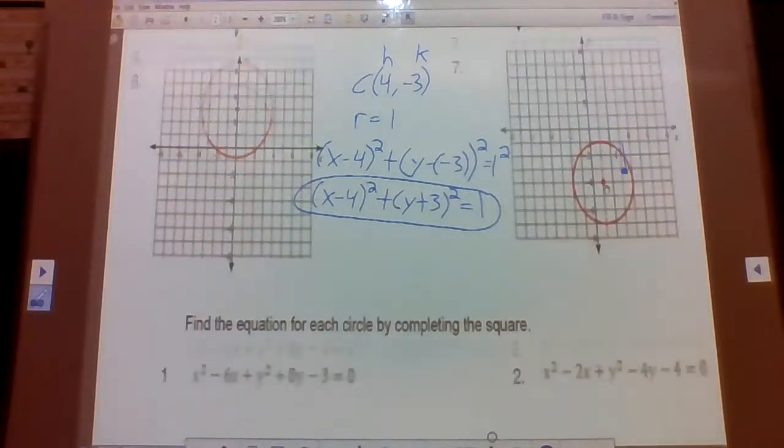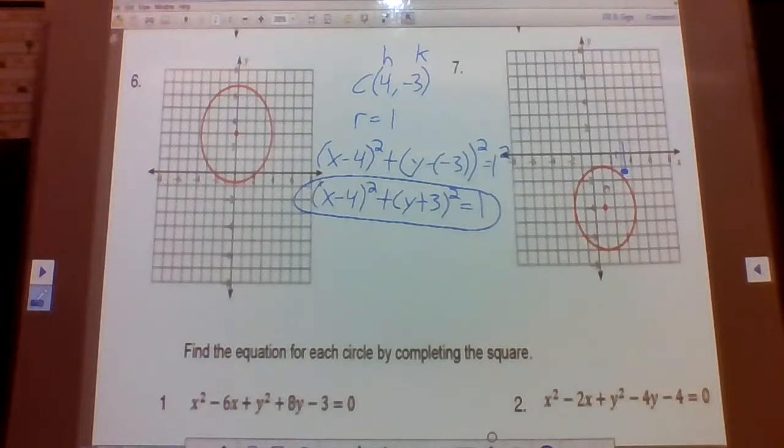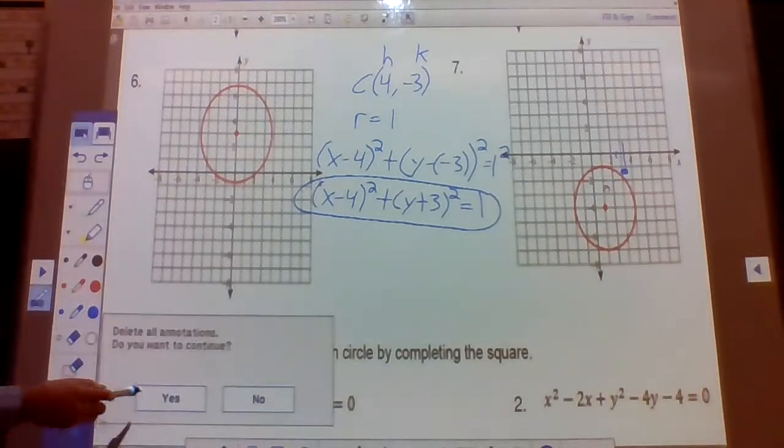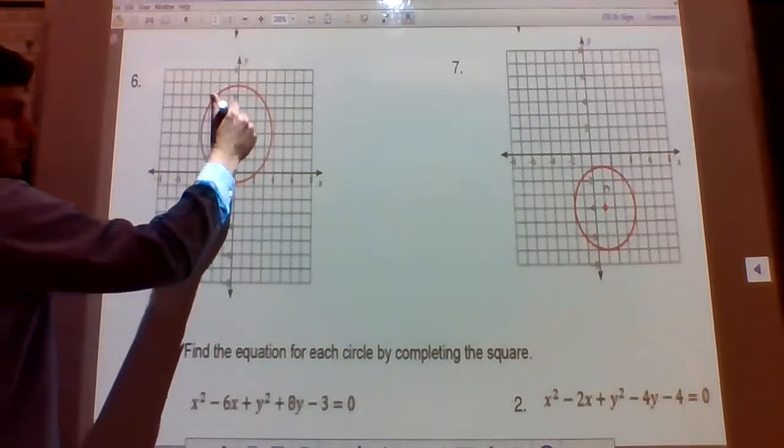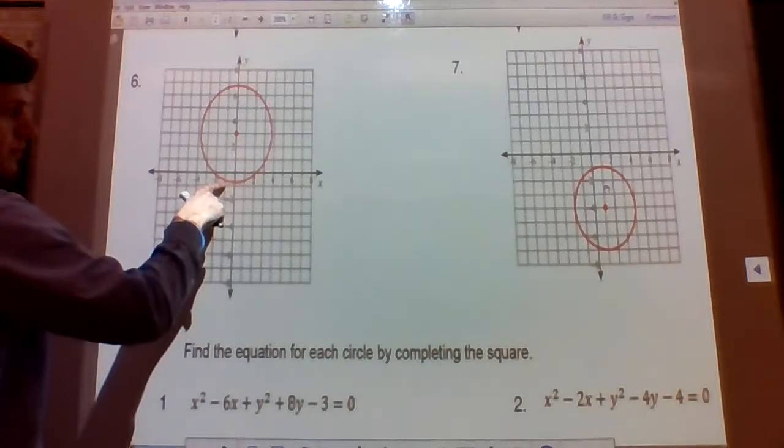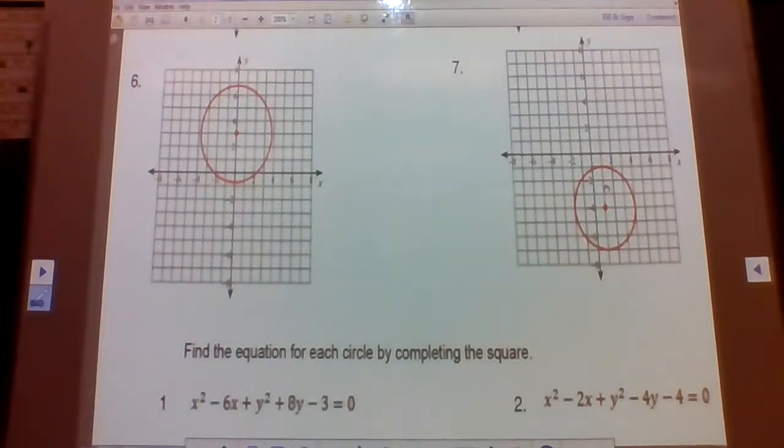Number 6 and 7. Okay, so here's the center of our circle. Well, this wasn't a good one to do because they're not telling us exactly where the circle hits. We can just estimate it. We can pretend we're hitting the lines here.